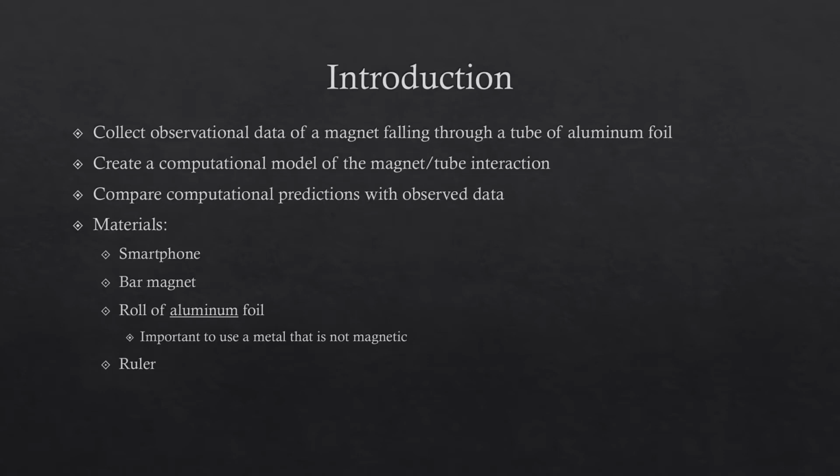The purpose was to collect observational data of a magnet falling through the tube of aluminum foil to create a computational model of this magnet-tube interaction, and then to compare the computational predictions with the observed data.